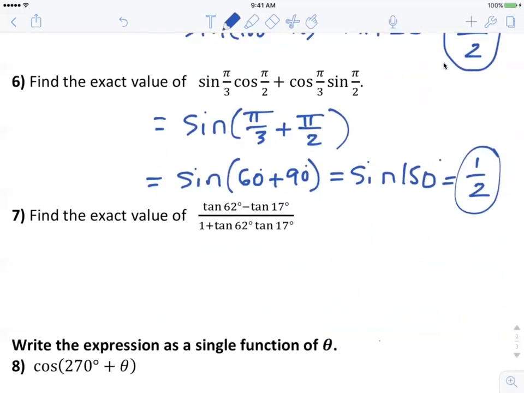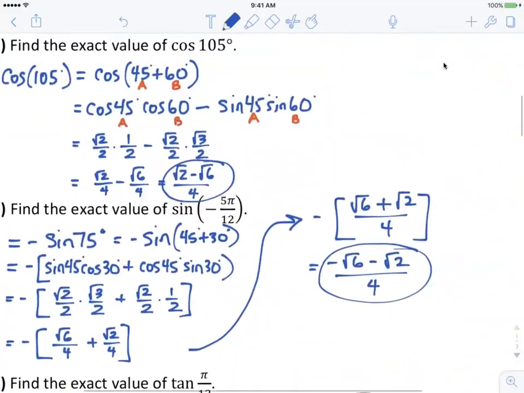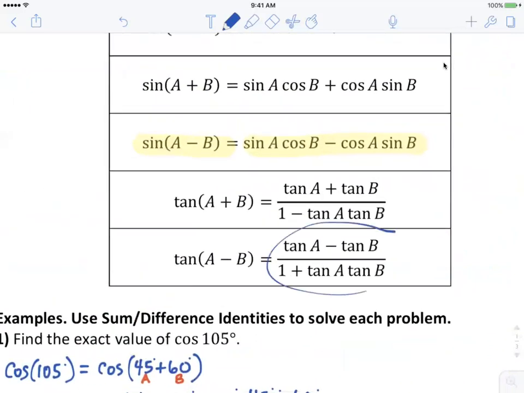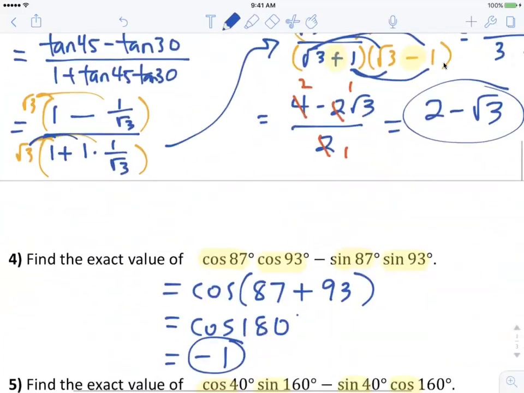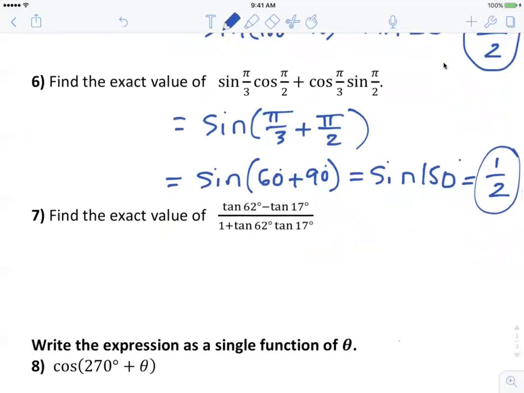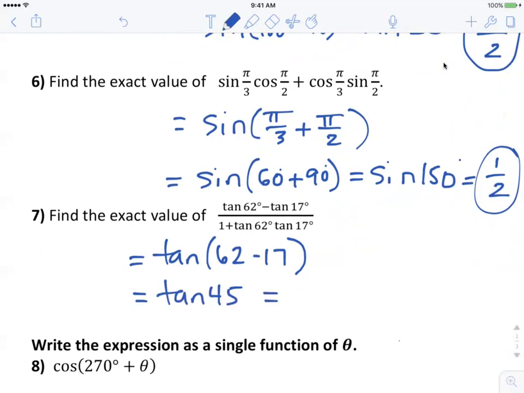How about a tangent one? Okay, so I got a subtraction up top and an addition down below. So look back at your identities. Subtraction up top and addition down below. There it is. It's tangent of A minus B. All right. So I'm going to do this is equal to tangent of 62 minus 17. And 62 minus 17 is 45. And I can do that one more step because it's on the unit circle, 45 degrees. That's where x and y are equal. So the tangent is 1. Okay, so all of that is equal to 1.